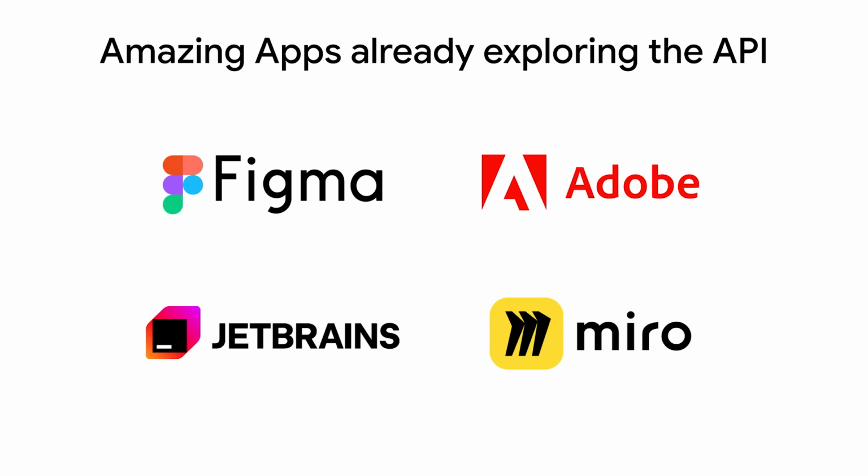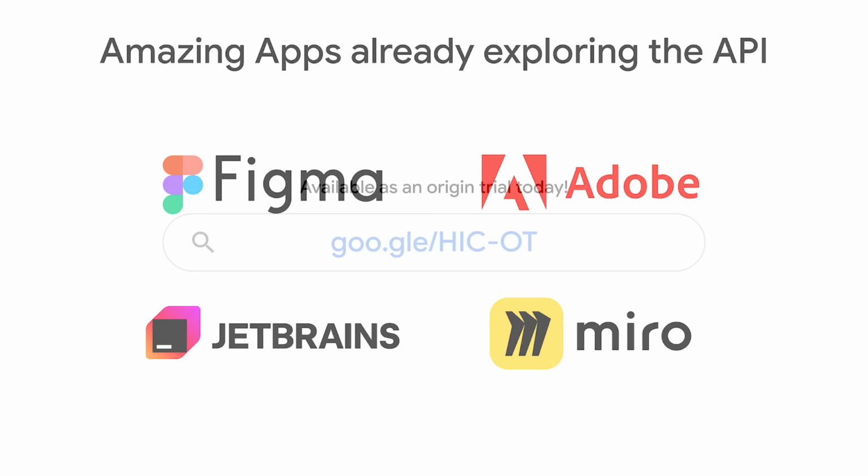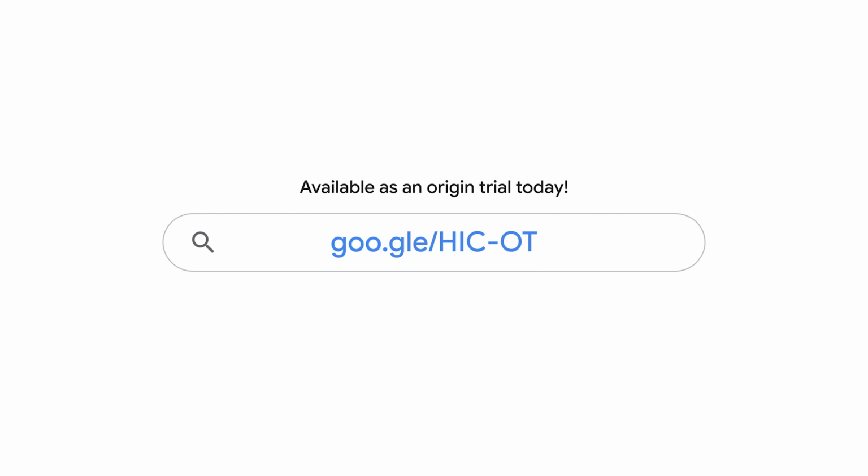Even in this early stage of the API, it's already getting some amazing apps like Figma, Adobe, Miro, and JetBrains, who have all started prototyping and exploring what the API can enable for their web apps. As of May 2026, the API is an origin trial, which means you can already experiment with deploying it to production in Chrome, but you will have to sign up your origin at this link to enable the API.